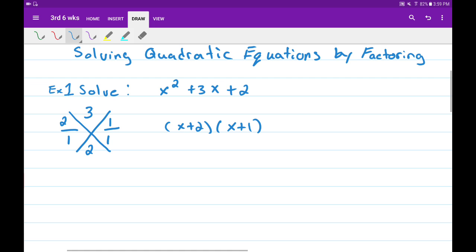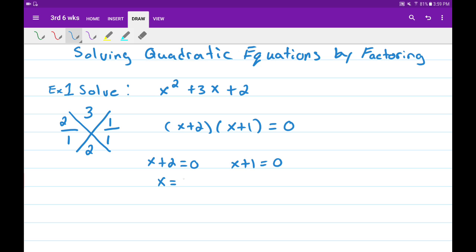Okay, now to solve this, what we're going to do is use that zero product property, which basically states if you multiply two numbers together and equals 0, one of them has to be 0. So we can take each factor here and set it equal to 0. Okay, and then solve for each factor.